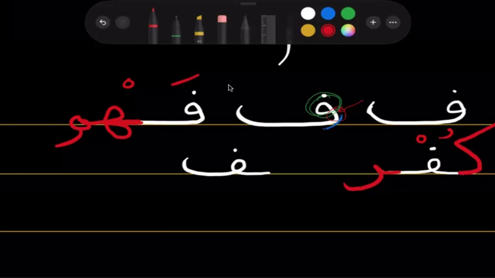Okay. And here we see this fa at the end of the word. If it's connected to the letter before it, like what? Here's a word you know. How about this word? Khuf. See the fa connecting to the letter before it. You know the khuf, that's the footgear.